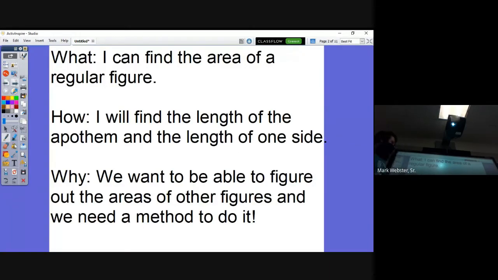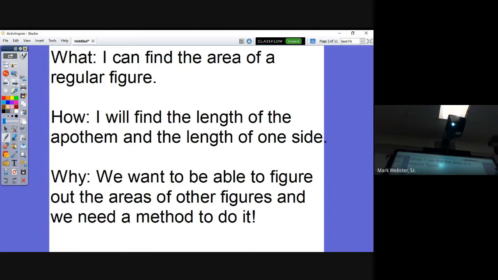So what are we doing? We're going to be able to find the area of a regular figure. How are we going to do this? We're going to need to find the length of the apothem and then the length of one side. We'll see why in a second. Also, what's an apothem? I don't even know. We're going to find out.